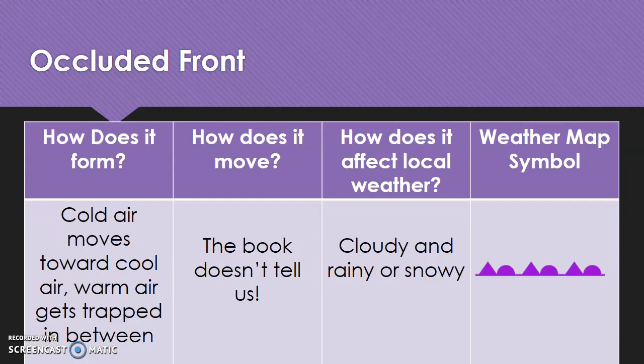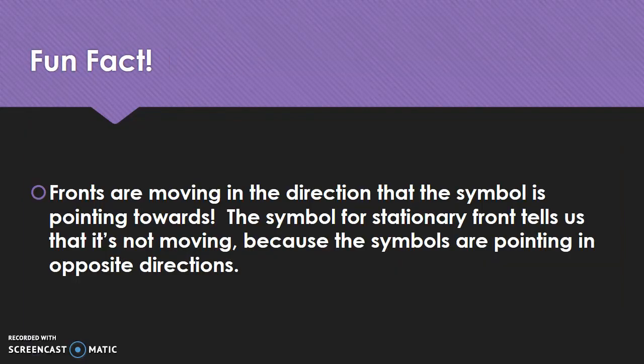And again, if you had a black and white map that you couldn't see the colors, you would know the occluded front because it has both symbols and they're both facing the same side. Whereas the stationary front, remember, the spikes were pointing one direction and the little half circles were pointing the other one. So the occluded would look different because everything's on the same side. And here's a fun fact. Fronts are moving in the direction that the symbol is pointing towards. So the stationary front, if you look back at your picture, the points are going one way, the circles are going the other way.